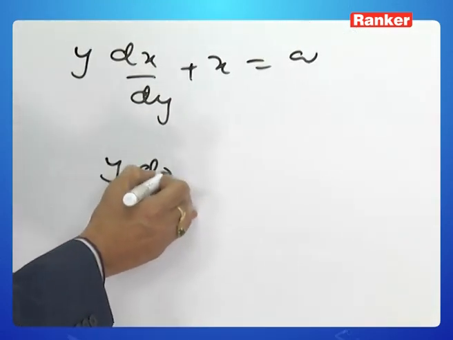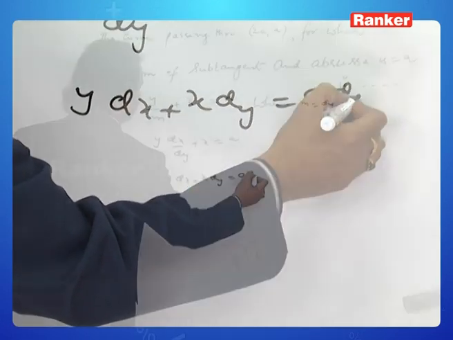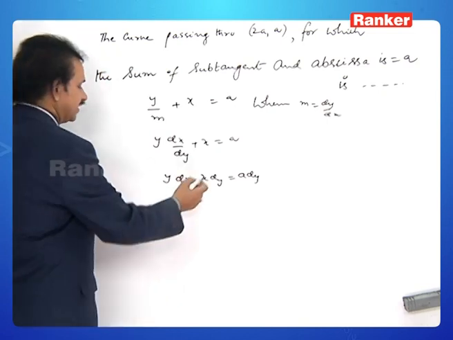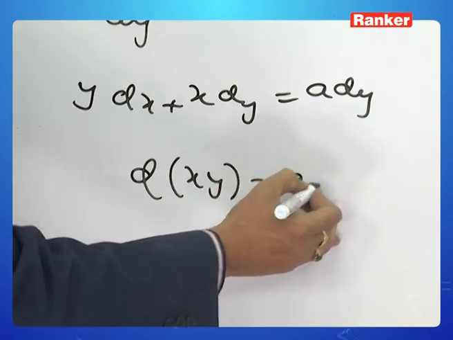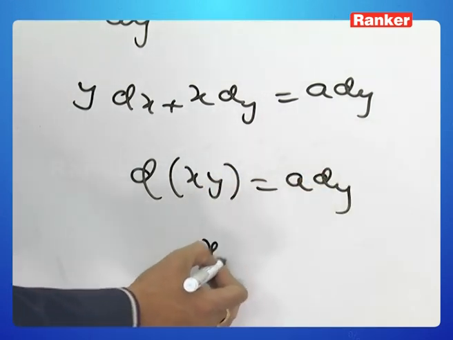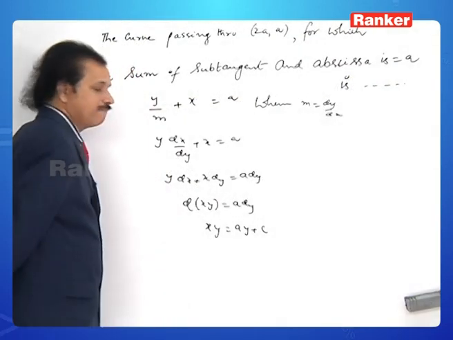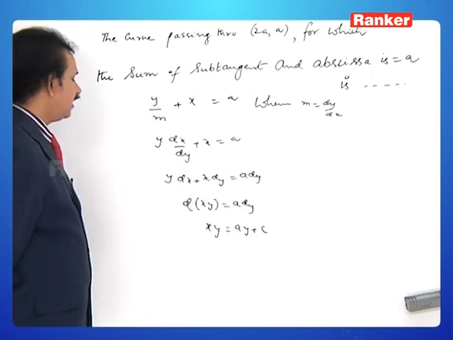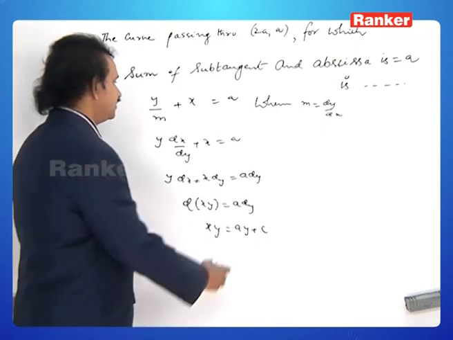y dx plus x dy is equal to a dy. y dx plus x dy is nothing but d of xy. Therefore, integrating, we have xy is equal to ay plus c. And we want to know c. How to get this c?